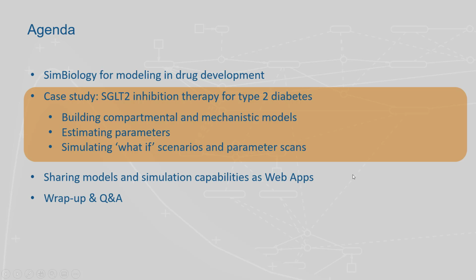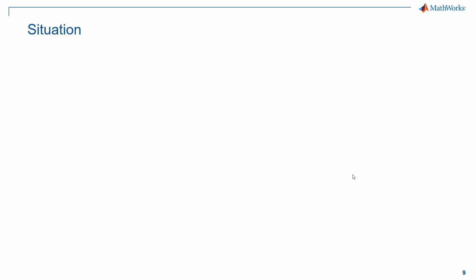So I hope that has given you some idea of what SimBiology is and where it is being used in the industry. Now, I want to move on to this case study where we investigate SGLT2 inhibition as a therapy for type 2 diabetes. So consider this hypothetical situation. We are a few years in the past when SGLT2 therapies hadn't been approved yet.